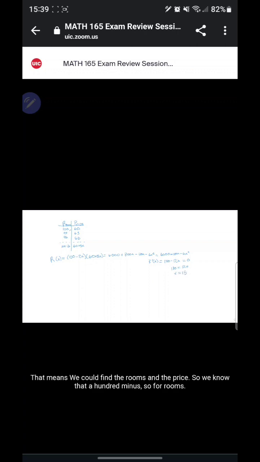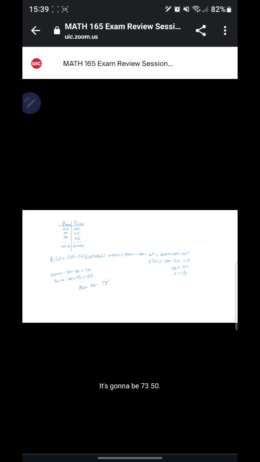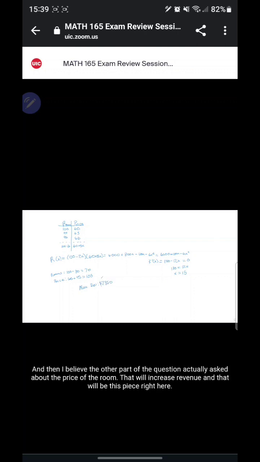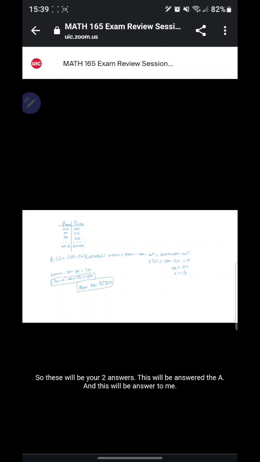That means we can find the rooms and the price. So for rooms, it's going to be 100 minus 30, or 70, and the price is going to be 60 plus 3 times 15, which is 45, so 105. Then we can multiply these together to get the final revenue. So 70 times 105 should be 7,350. So maximum revenue is going to be 7,350. And then the other part of the question asks about the price of the room that will maximize revenue, and that will be this piece right here. So these will be your two answers: this is the answer to A, and this is the answer to B. Cool.